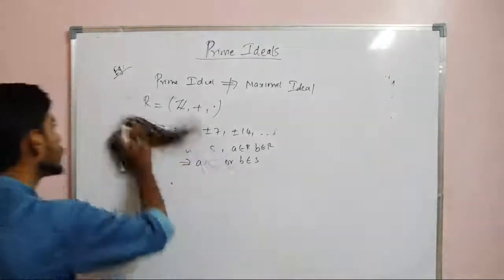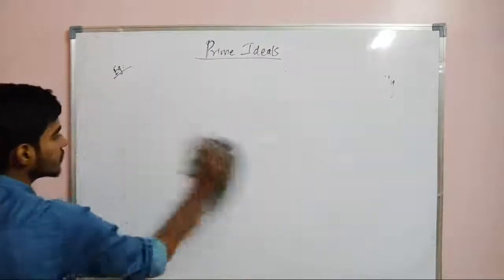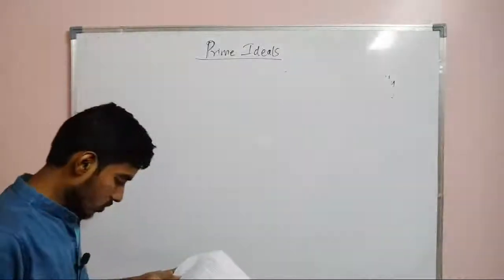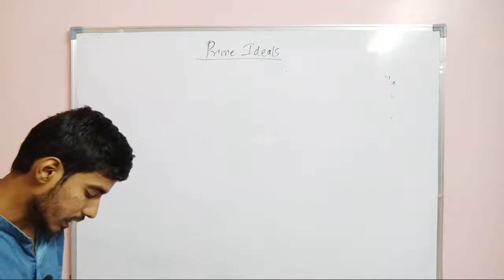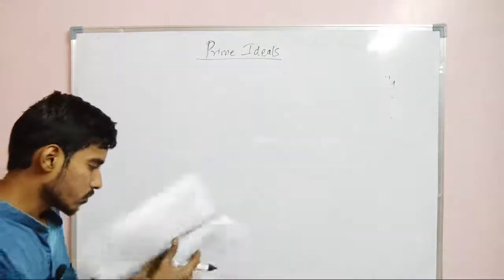So in integers, every prime ideal is maximal ideal, but we need to think of some other ring in which every prime ideal is not maximal ideal. That we will come to later part. At the end of the video, I will give an example to show that every prime ideal is not maximal ideal. Now we will prove a very important problem.